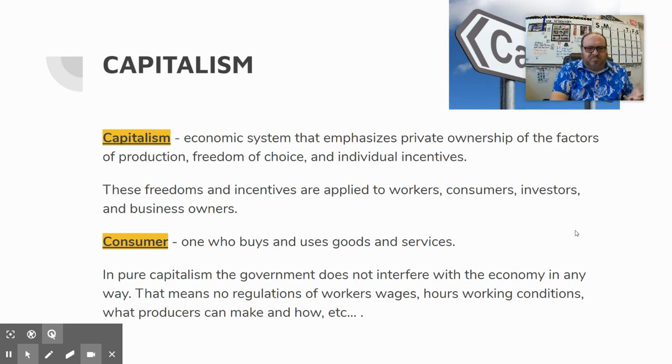Now, in pure capitalism, the government does not interfere with the economy at all in any way, shape, or form. That means there's no regulation of workers' wages, their hours, their working conditions. There's no regulations on what can be produced or how it can be produced. There's just no rules, no laws, anything. Capitalism is almost like anarchy in economy. There's no government control.